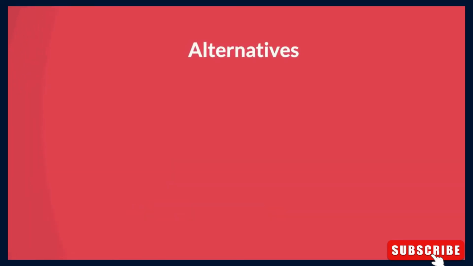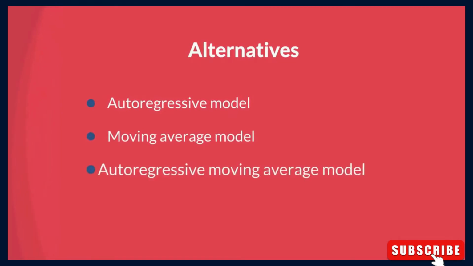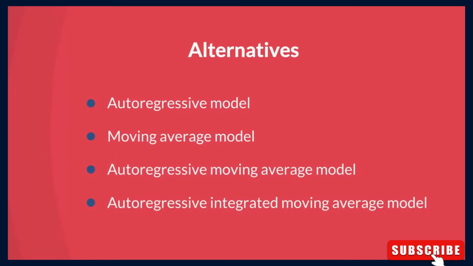There are other types of regressions that deal with time series data. It is possible to use an autoregressive model, a moving average model, or even an autoregressive moving average model. And I'm not done yet. There's also an autoregressive integrated moving average model. Make your choice as you will, but don't use the linear regression model when error terms are autocorrelated.